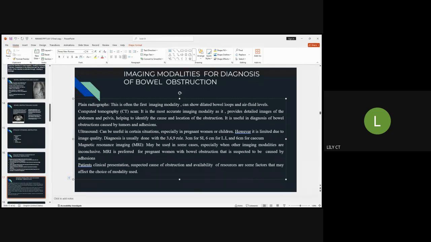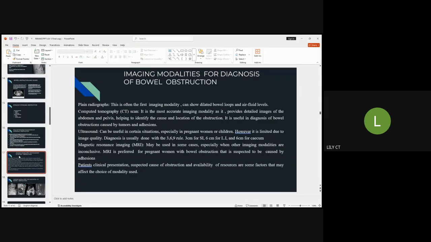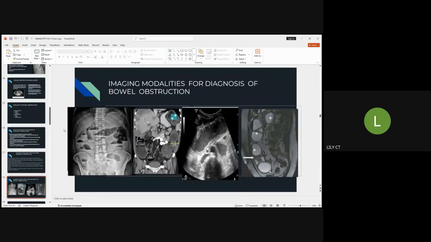Magnetic resonance imaging can also be used in some cases, especially when other imaging modalities are inconclusive. MRI is preferred for pregnant women with bowel obstruction that is suspected to be caused by adhesions. So ultimately, the patient's clinical presentation, the suspected cause, and the availability of resources are part of the things that determine the best modality.